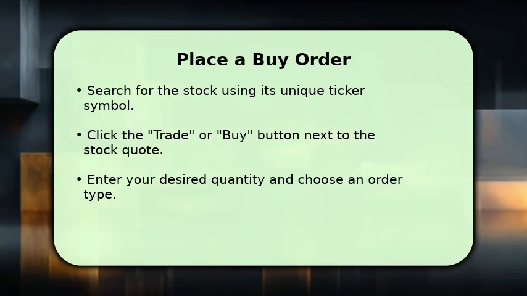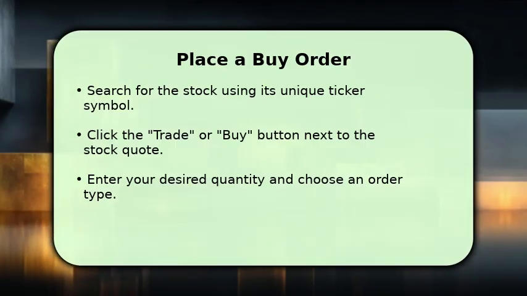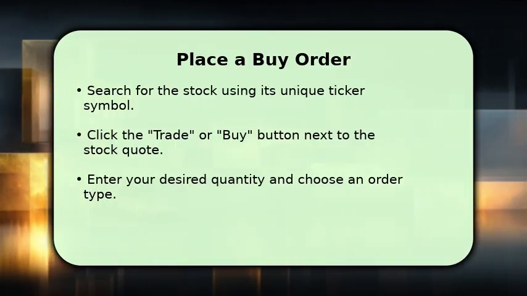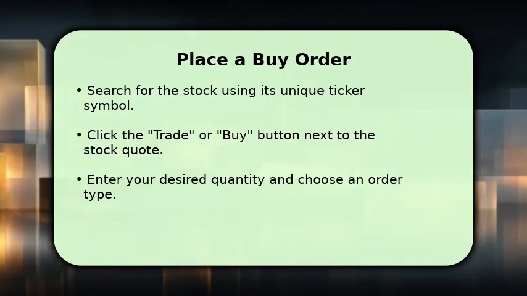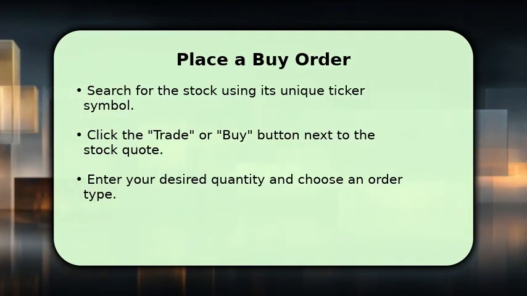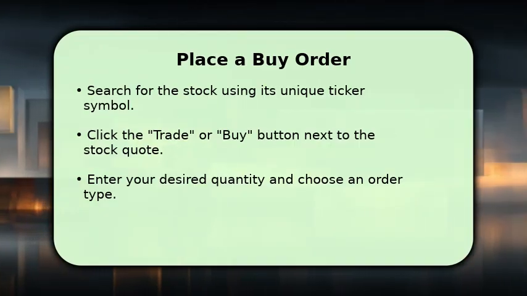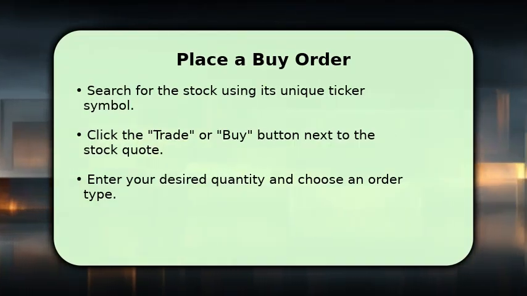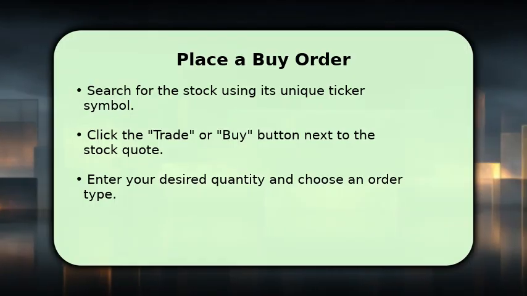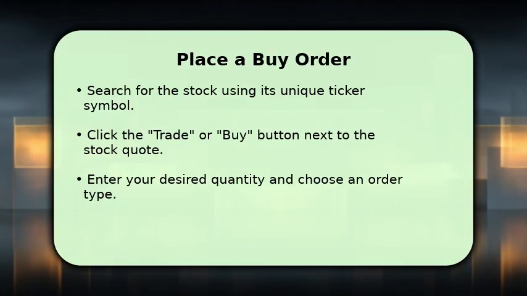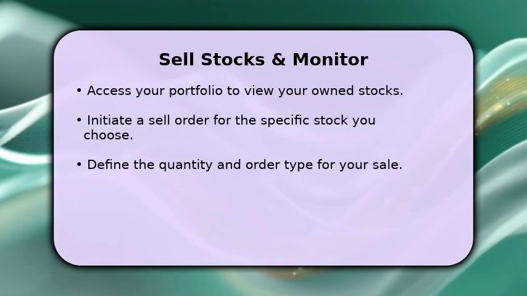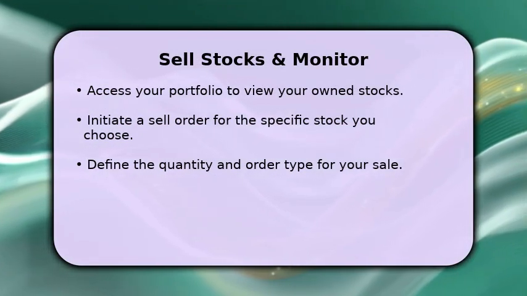Once your brokerage is linked, placing a buy order is straightforward. Use the search bar at the top to find the stock you wish to purchase by entering its ticker symbol, for example, AAPL for Apple. On the stock's quote page, you will see a Trade or Buy button, which will direct you to your brokerage's trading interface within Yahoo Finance. Here, specify the number of shares you want and select your preferred order type, such as a market or limit order.